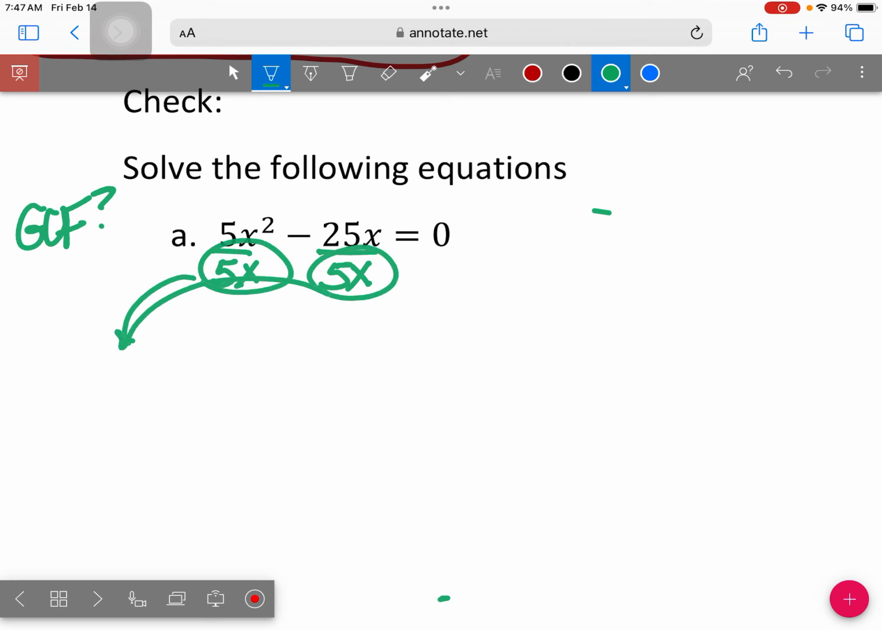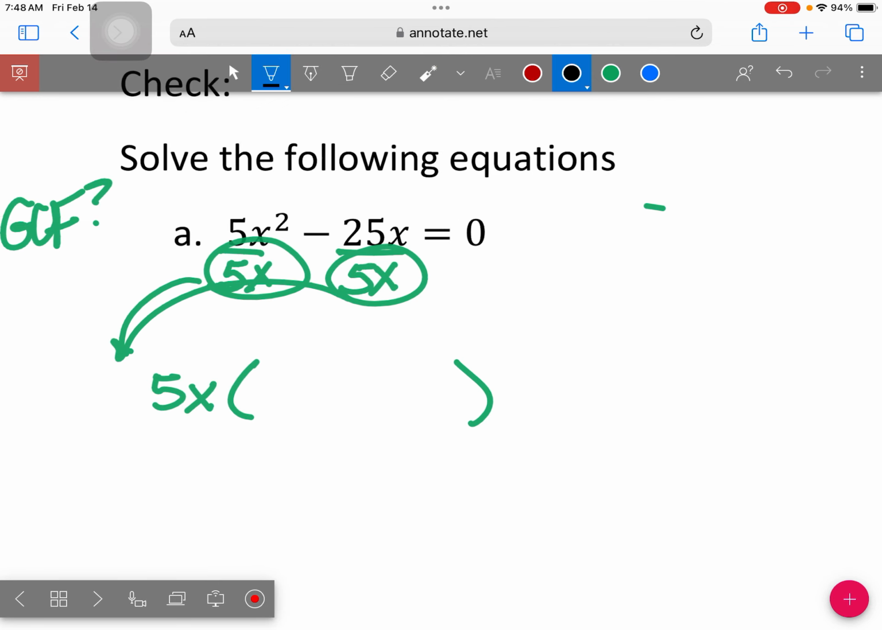So that gets factored out in front with the parenthesis next because we're not just finding the GCF, we are factoring. So 5 divided by 5 simplifies to 1. X squared divided by an x. We subtract the exponents. We only have an x to the first left. Minus 25 divided by 5 is going to be 5. And x divided by x simplifies out to be 1. Equals 0.